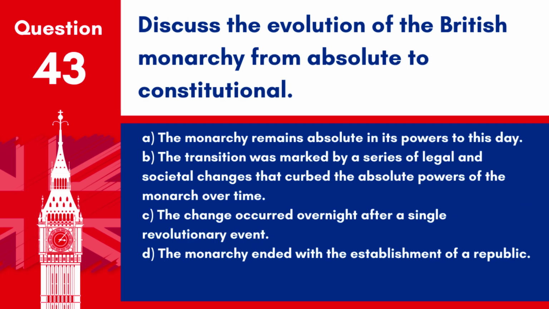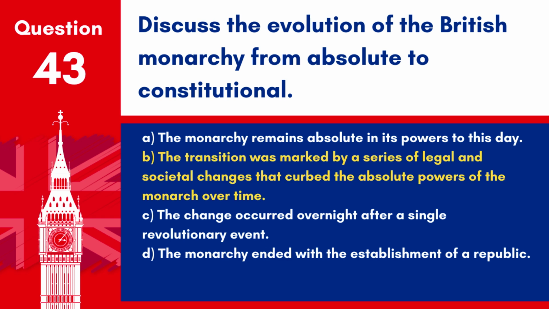Question 43. Discuss the evolution of the British monarchy from absolute to constitutional. A. The monarchy remains absolute in its powers to this day. B. The transition was marked by a series of legal and societal changes that curbed the absolute powers of the monarch over time. C. The change occurred overnight after a single revolutionary event. D. The monarchy ended with the establishment of a republic.